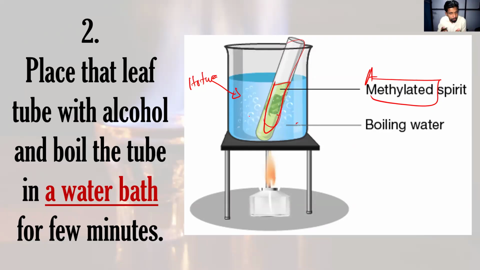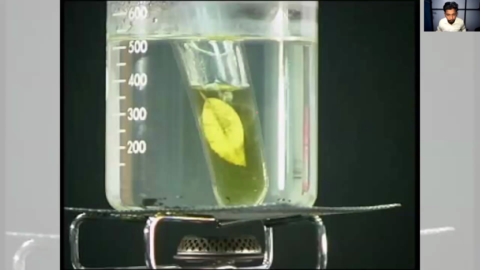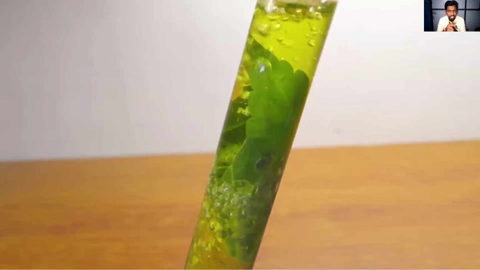Second step. I will explain each and every reason. Why did we boil the leaf in the alcohol? There's a reason for that. And why did we use the hot water to heat the test tube? There's a reason for that. I will explain that, right? Okay. And third, look at the picture here. After this step, what will happen? All the chlorophyll will be dissolved in the alcohol.